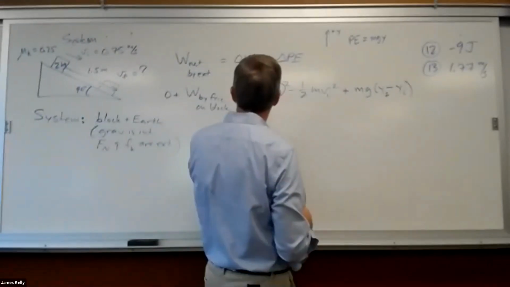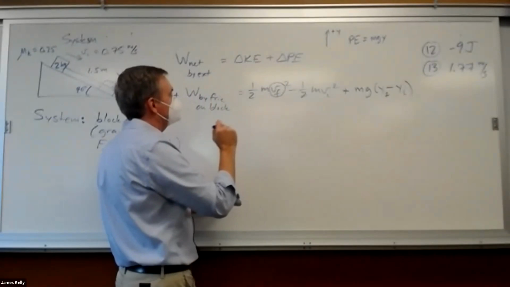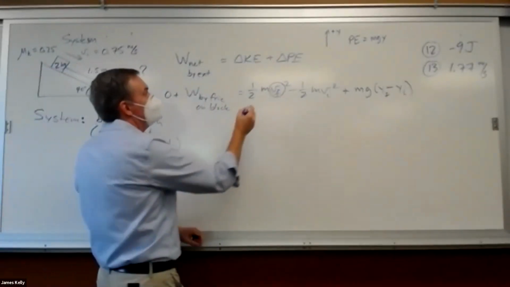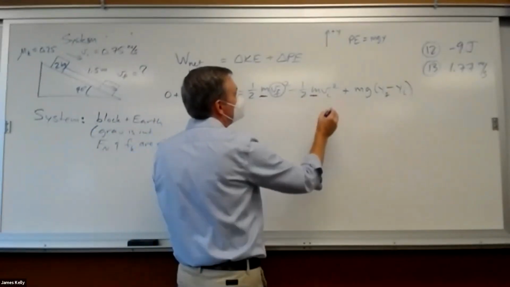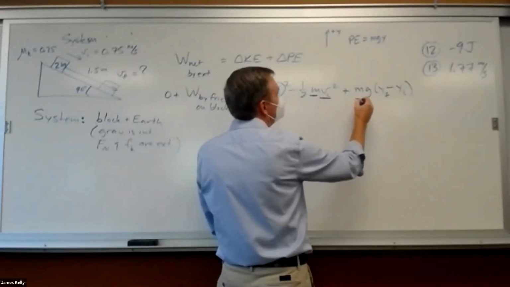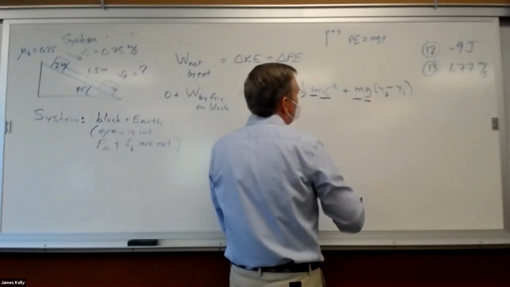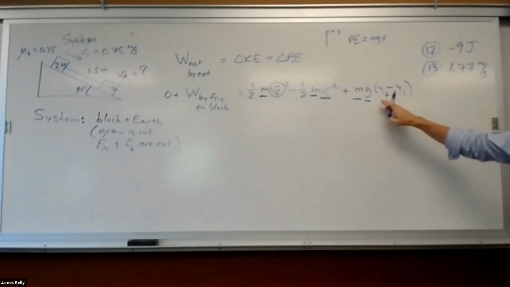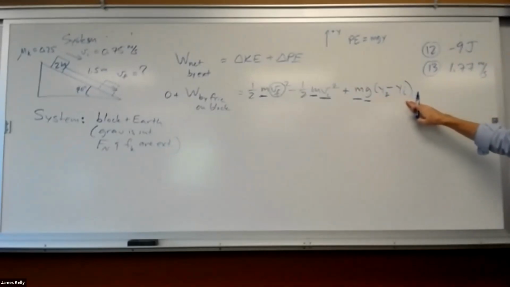So I'm given the mass of the object. So I know this mass. I know V initial. I know this mass. I know G. Things I'm not really sure about so far is what is the change in the y coordinate? In other words, what is delta y?